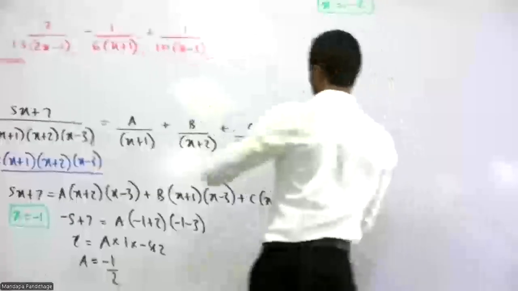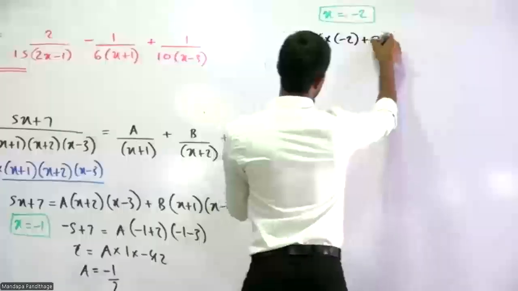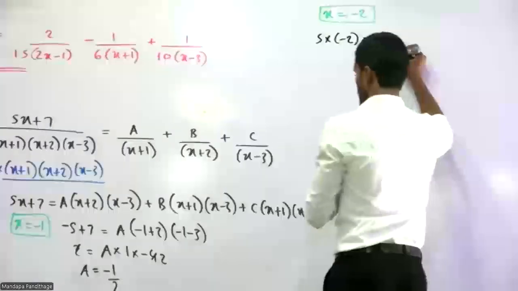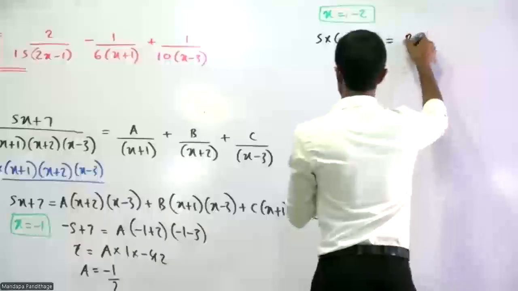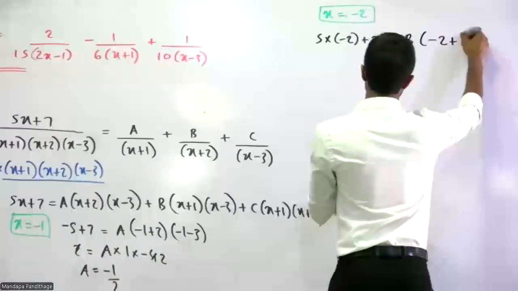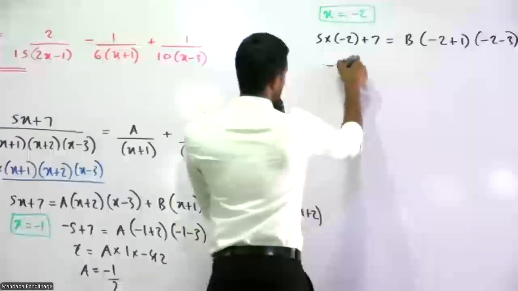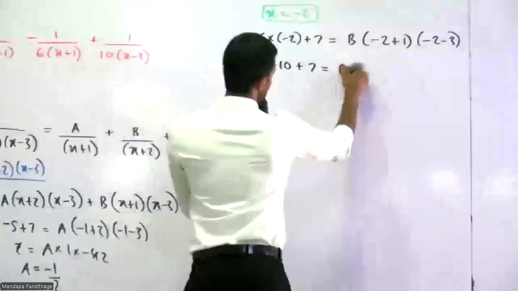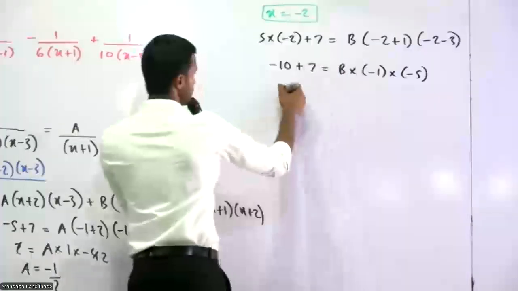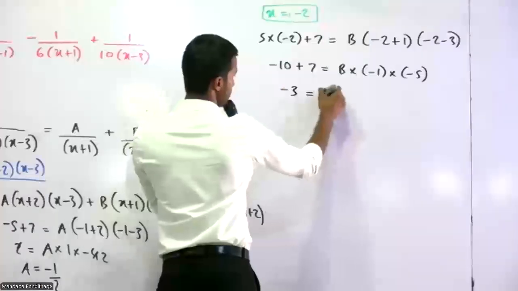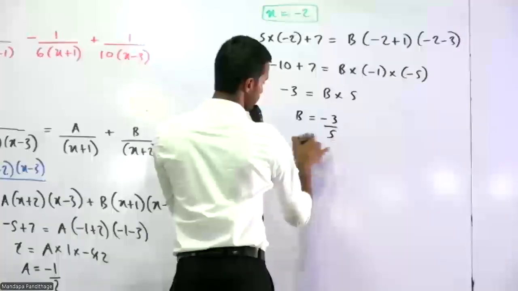Okay, so when you put x equals minus 2, it's 5 into minus 2 plus 7 is equal to, this becomes 0, this becomes 0, b times (minus 2 plus 1) and (minus 2 minus 3). Minus 10 plus 7 is equal to b into minus 1 into minus 5. So here it's minus 3 equals b into 5. So I get b is equal to minus 3 over 5.